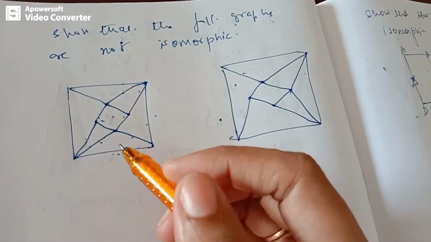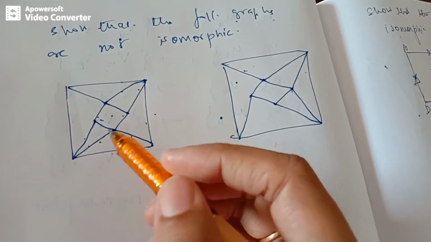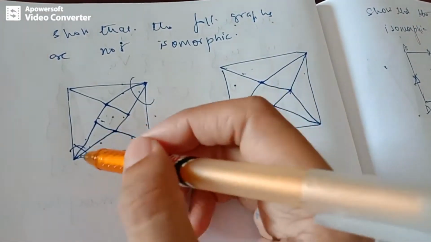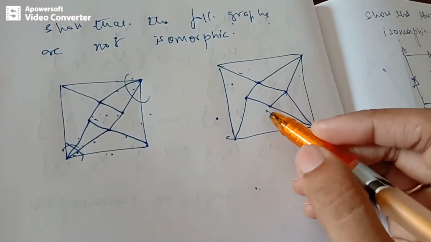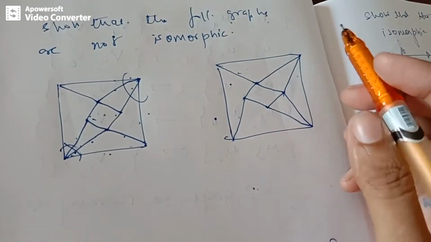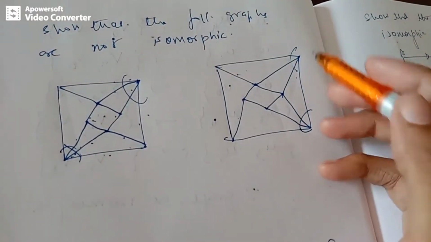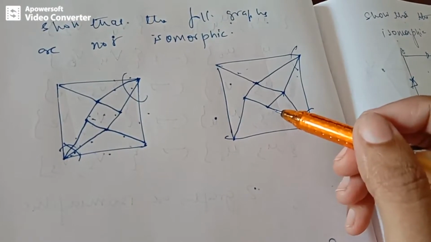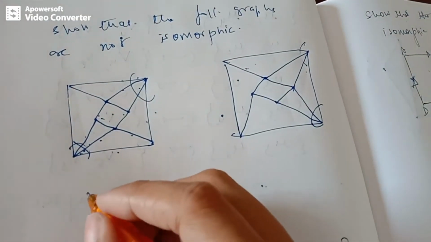The first graph, you can observe that we have got a pair of vertices of degree 4 which are not adjacent. Okay, and in the second graph you can observe that we have got a pair of vertices which are adjacent to each other and they are of degree 4. So we can clearly say that the two graphs are not isomorphic.